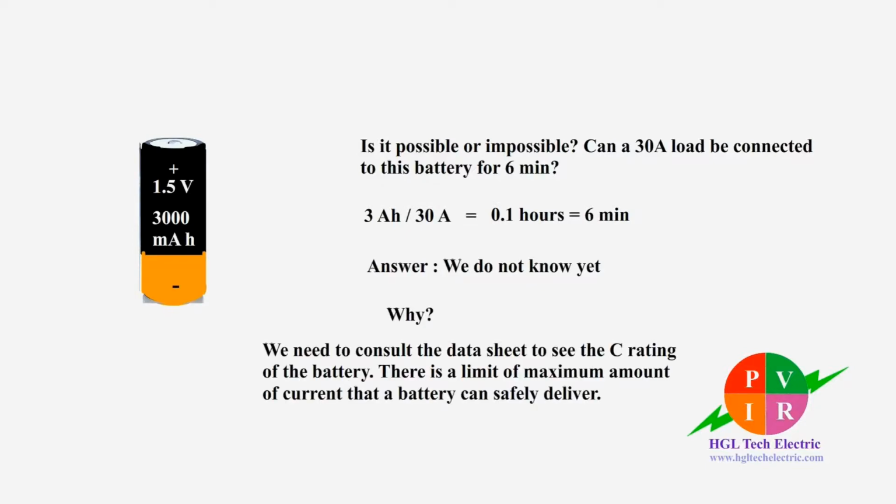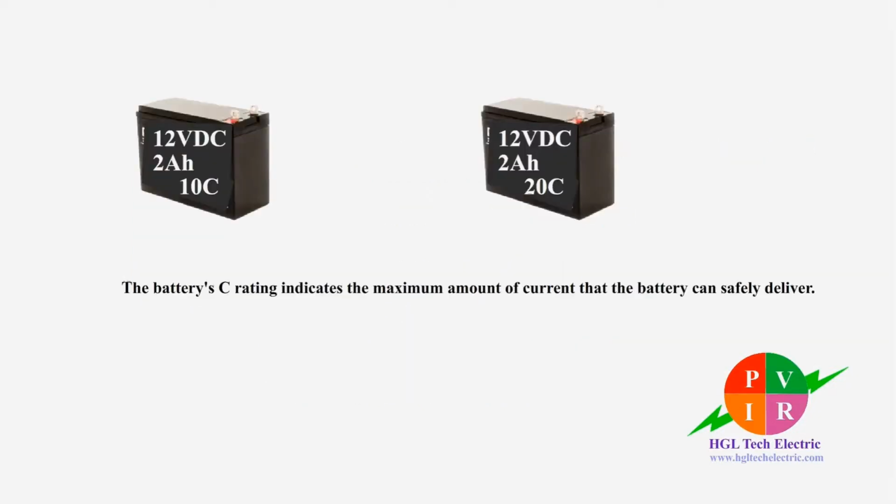To know the maximum amount of current that the battery can safely deliver, we need to consult the data sheet to see the C rating. The C rating of the battery indicates the maximum amount of current that the battery can safely deliver.